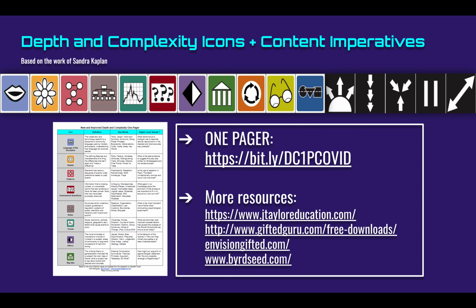The main resource you're going to be working with in the course is this one-pager that I created. What it's going to ask you to do is think about all the icons, think about your topic, and then write a higher level question about your topic using the icon as your lens. Okay, so the one-pager, there's a clean copy here. I labeled everything COVID just for my own purposes, I guess. So that's going to be the one-pager.